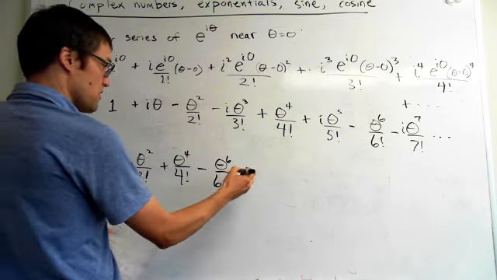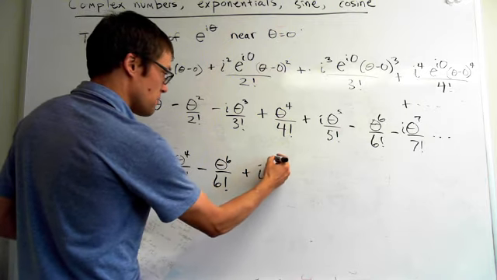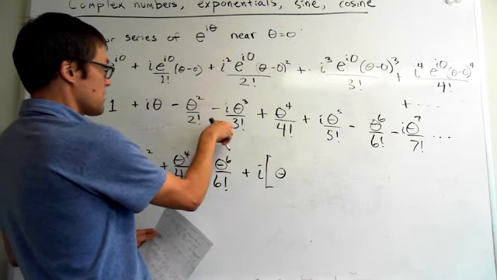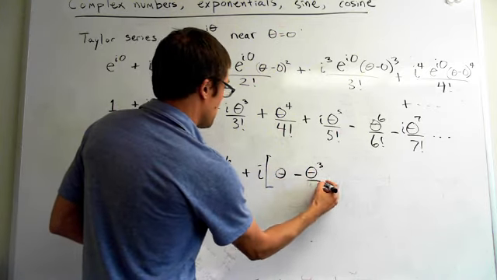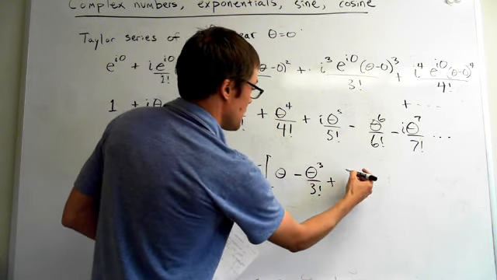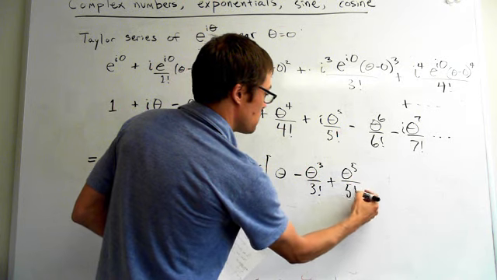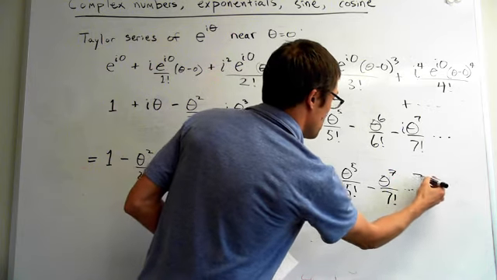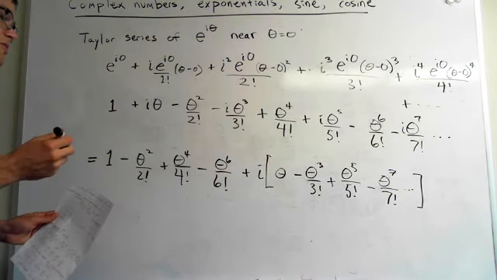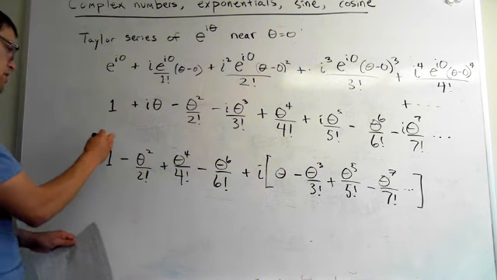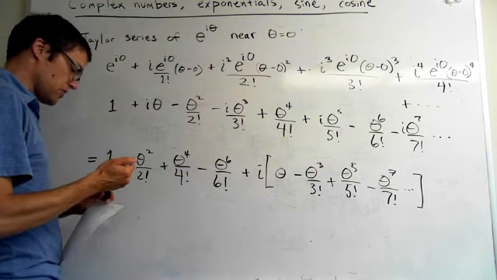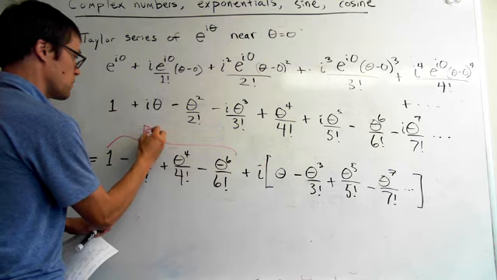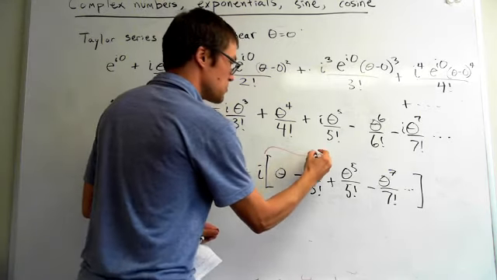Okay. Now let's write down all of the imaginary terms. So factoring out the I, we have theta, and then the next imaginary term is minus theta cubed over 3 factorial, and we have plus theta to the fifth over 5 factorial, minus theta to the 7th over 7 factorial. Okay, so these are all of the real terms grouped together, and all of the imaginary terms grouped together.